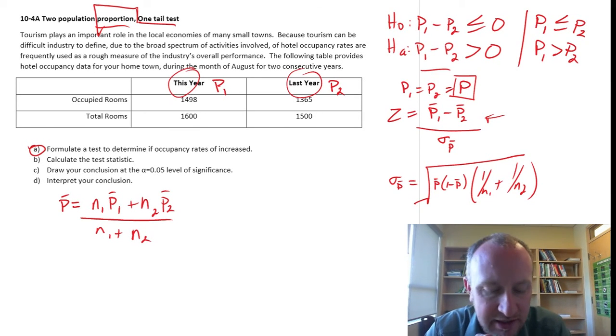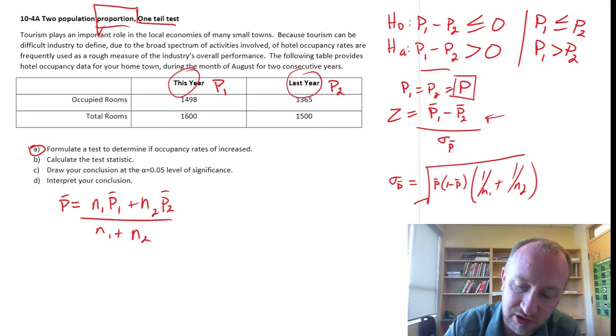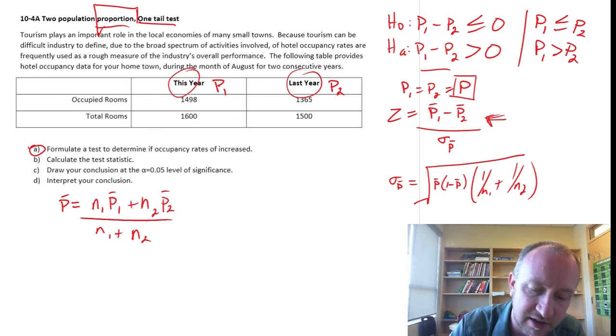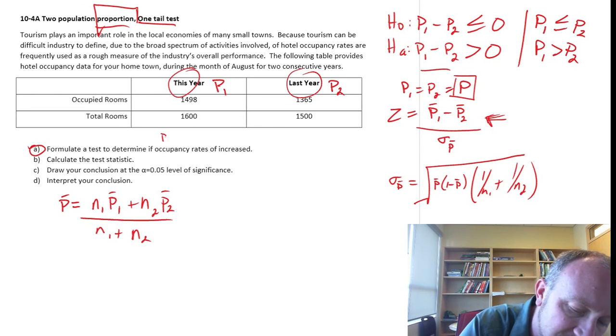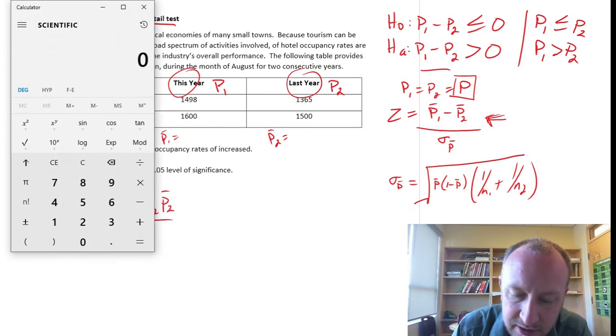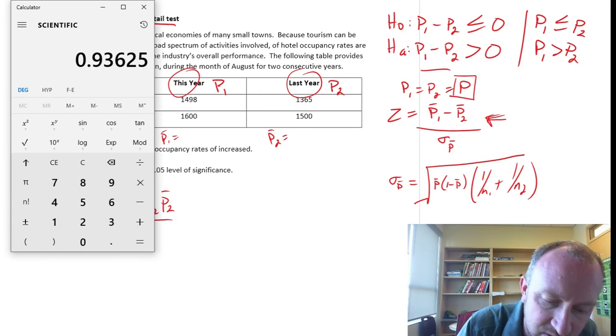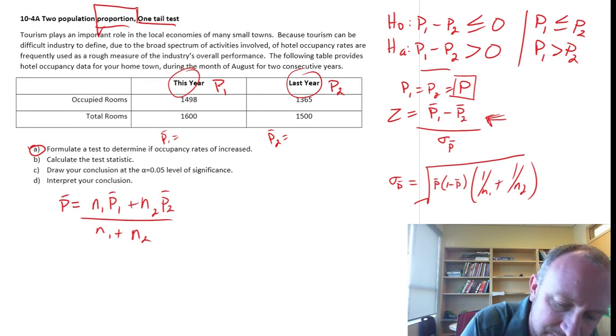So let's get into this, and we'll start doing some of the calculations just in order to get to our test statistic here. So the first thing we need, I don't even have yet my sample proportions, so there's P bar 1, P bar 2. Okay, now I'll get my calculator here. So this is 1498 divided by 1600, so 0.936.